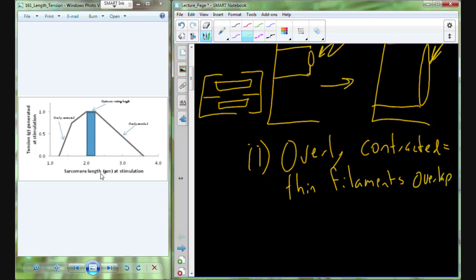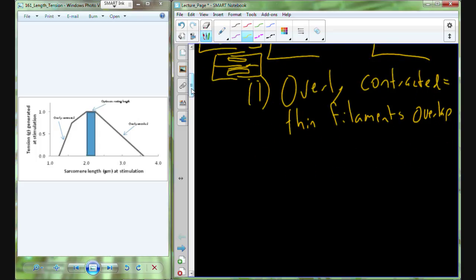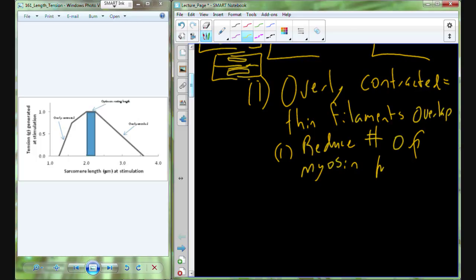So if this is my normal sarcomere, when the thin filaments overlap, we're going to look more like that. And what happens is because the thin filaments are overlapping, we have portions of the thin filament that can no longer interact very well with the myosin heads. And so when we go through the process of cross-bridging, we cross-bridge a much smaller portion or fraction of the actin active sites to create that contraction.